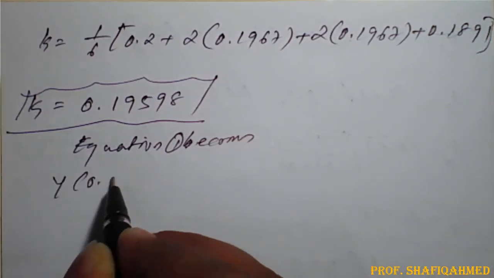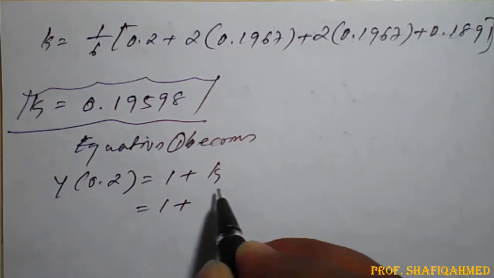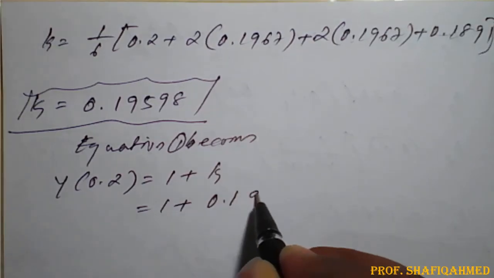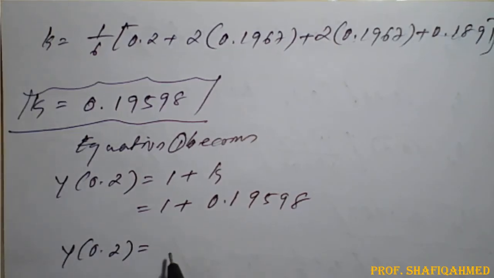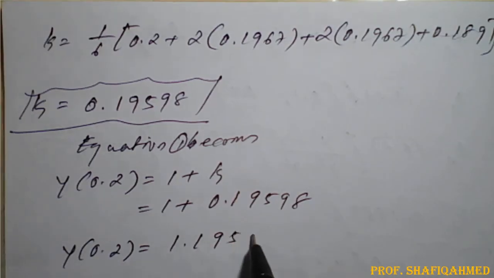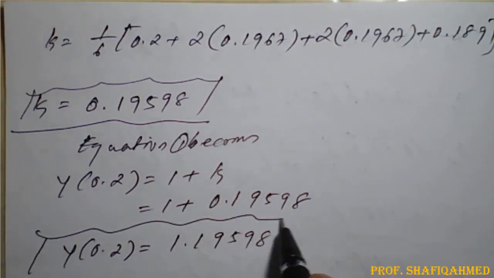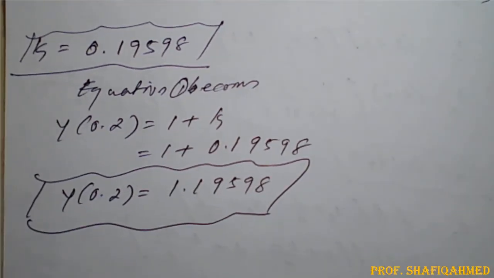So therefore equation 1 becomes y of 0.2 is equal to 1 plus k, that is 1 plus 0.19598. So therefore y of 0.2 finally is 1.19598, which is the required solution of the given differential equation using the initial value by using the Runge-Kutta method of fourth order. So we need to simplify the problems in this way.